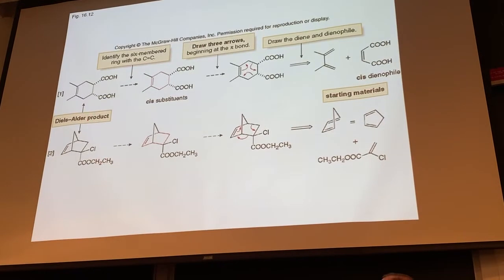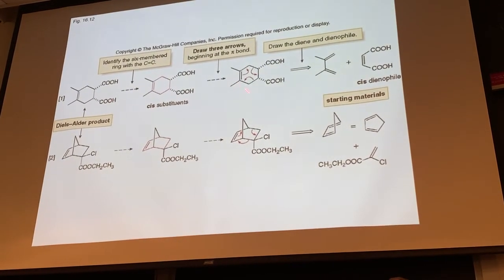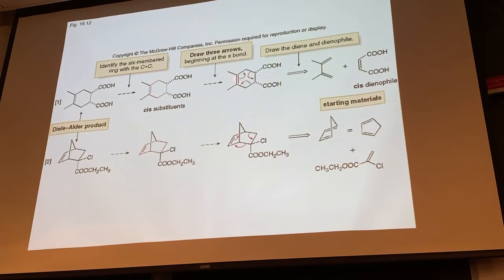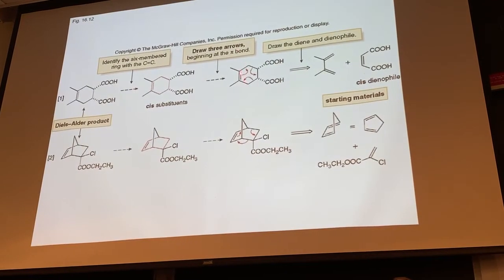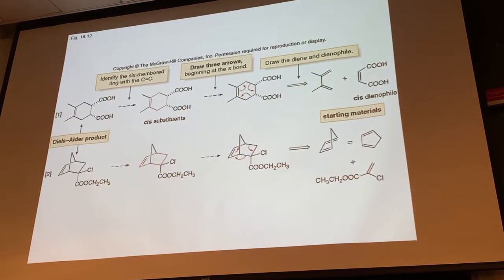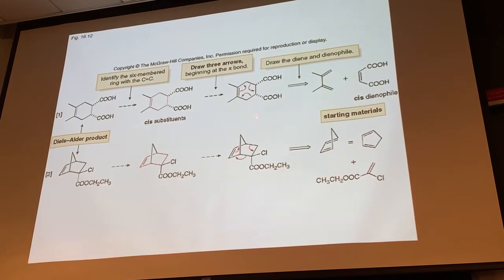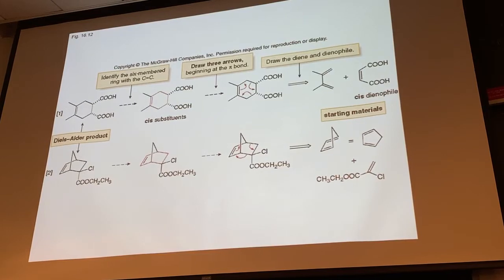So we have two examples of that here on the screen. What you do is you start at the pi electrons of your double bond in your cyclohexene, and you move the electrons, 3 pairs of electrons around the ring, but recognize that this is in the retrosynthetic direction. And when you do that, you're breaking these 2 sigma bonds, and your diene is going here. So here we would have a 2,3-dimethyl-1,3-butadiene, and we would have a cis dienophile.